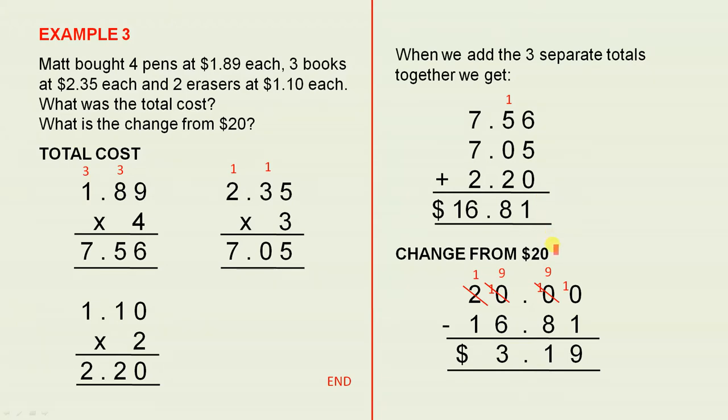So the change from $20, we have $20 minus $16.81. Now you need to take a bit of time here to check this solution, and if you take your time and see all the trading that I've done, you will see that the change from $20 is $3.19.